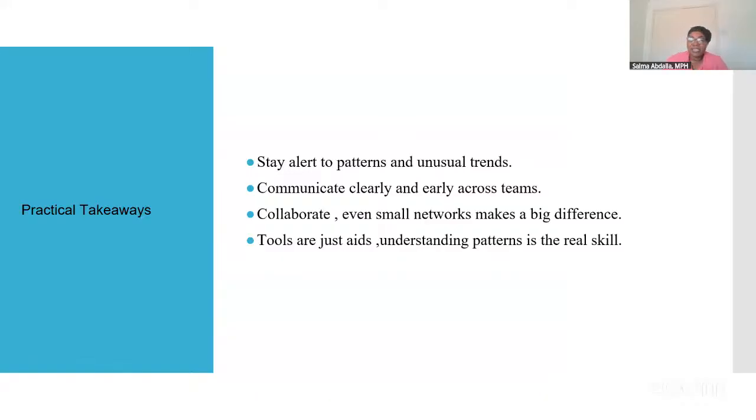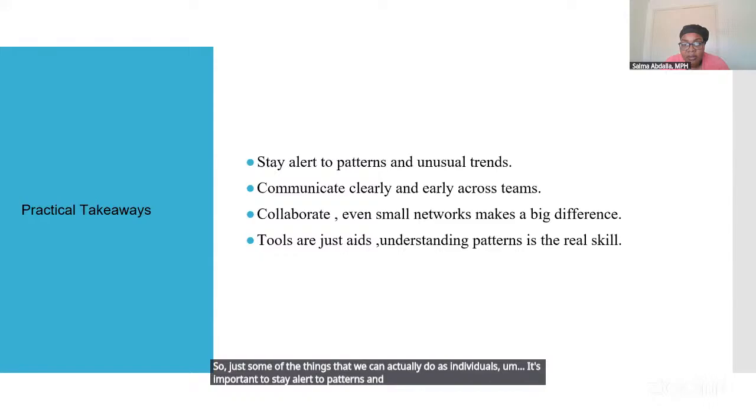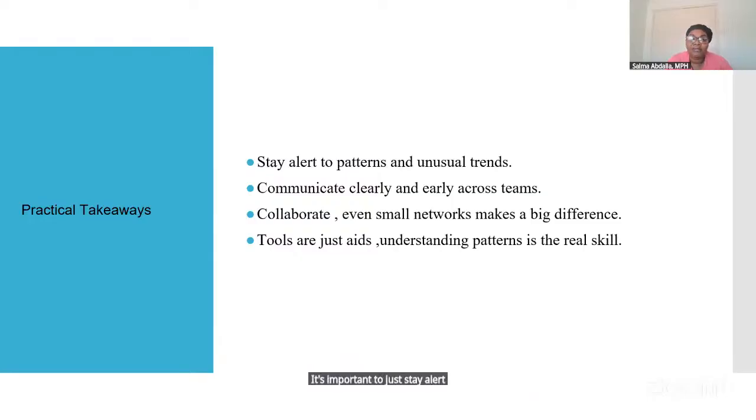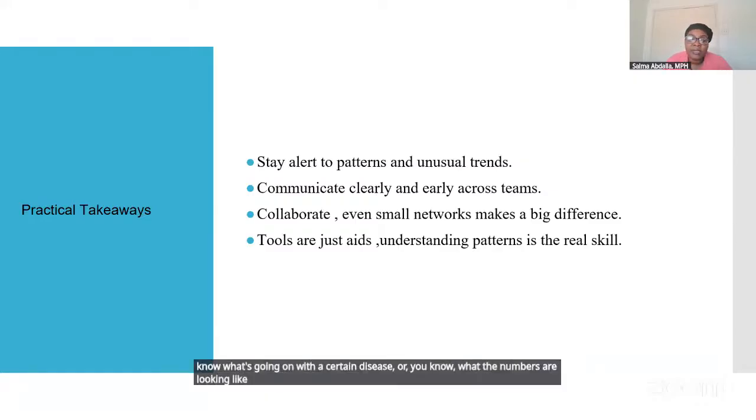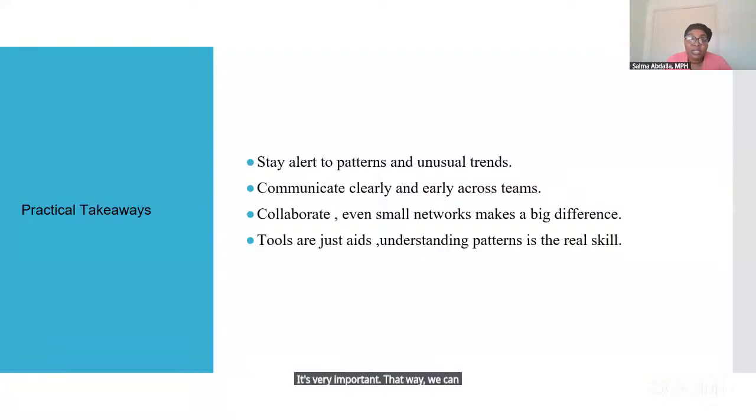So here are some of the things that we can actually do as individuals. It's important to stay alert to patterns and unusual trends. Really know what's out there and what's going on, like what's happening with a certain disease, or what the numbers are looking like. That way we can make sure that we are safe and help our community become safer as well.